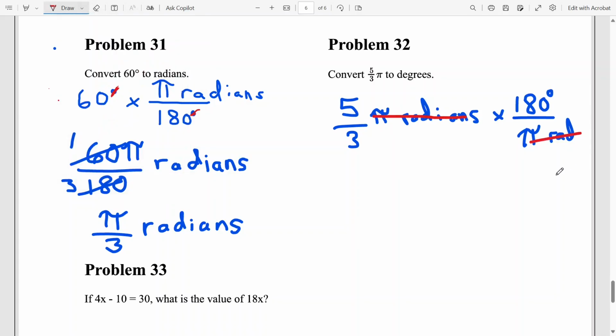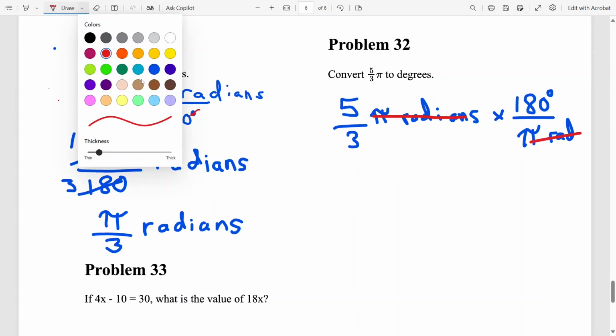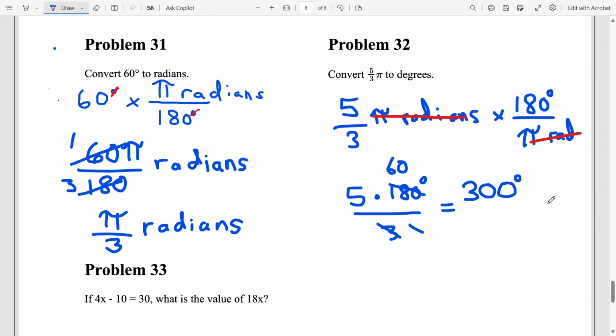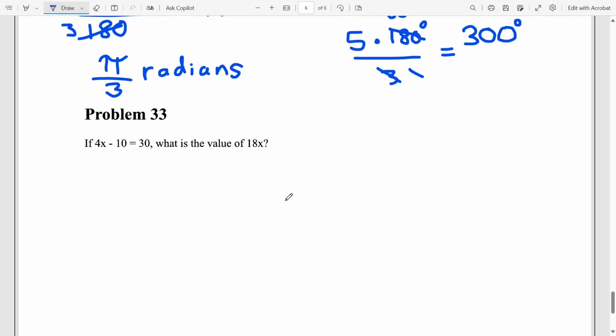We'll multiply across. And we're going to get 5 times 180 degrees divided by 3. 3 goes into 180 60 times, so this is just going to be 5 times 60 divided by 1, which is just 5 times 60. So our solution here is 300 degrees, and make sure you have that degree symbol there. So 300 degrees.